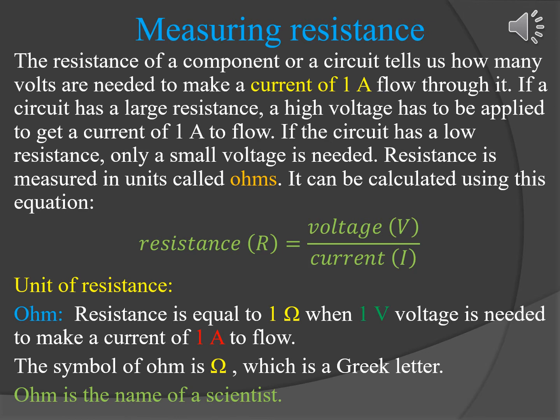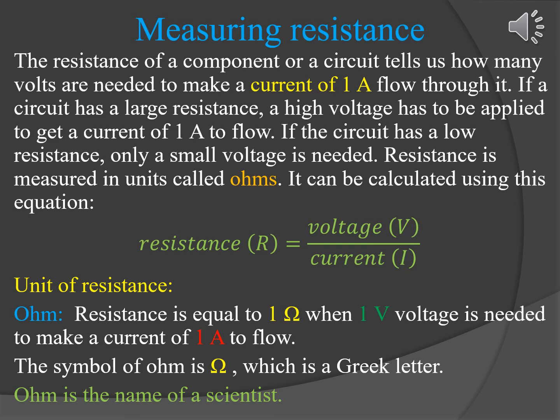Measuring resistance. In this slide, we will discuss how we measure the resistance. The resistance of a component or a circuit tells us how many volts are needed to make a current of 1 ampere flow through it. If a circuit has a large resistance, a high voltage has to be applied to get a current of 1 ampere to flow. If the circuit has a low resistance, only a small voltage is needed.